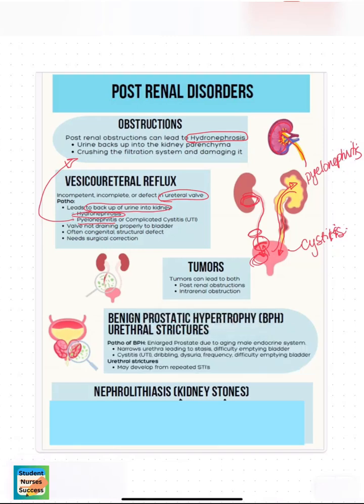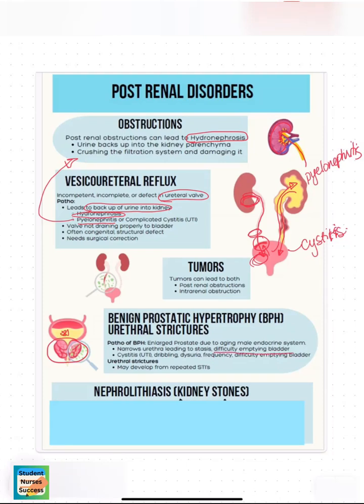BPH, or benign prostatic hypertrophy, is a common cause of postrenal obstruction. With BPH, what you have is an enlarged prostate, and this prostate gland enlarges due to the aging male endocrine system. It's a pretty common thing for any male over the age of 65 to have some degree of enlarged prostate. In benign prostatic hypertrophy, as that prostate gland enlarges, you can see that it starts to press or compress on the urethra.